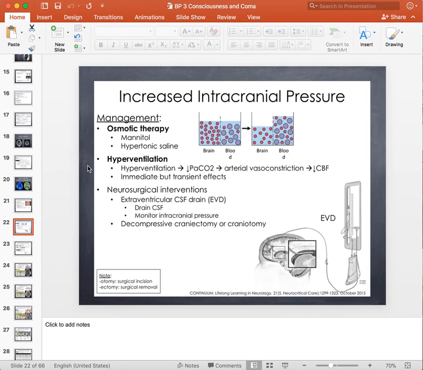As you can imagine, that's not a terribly big effect, and it's really a transient, just a temporizing measure that you can take, especially if someone's on a ventilator. You just turn up their vent frequency while you're on the phone with neurosurgery, basically. Yep.